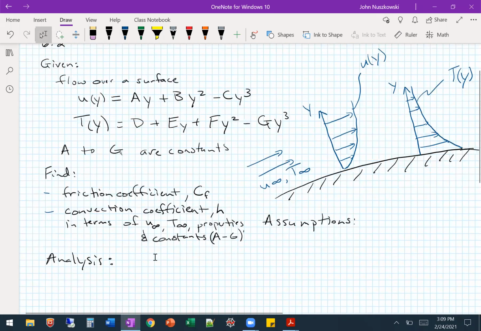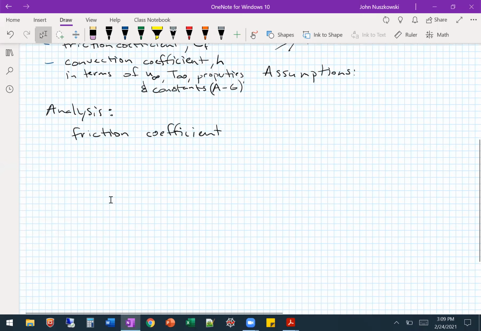All right, so as a beginning, we're looking for the friction coefficient. So let's at least start there, right? Let's write what we've got down here. Friction coefficient. So that would be C_F equals the shear stress over density times free stream velocity squared, divided by 2, okay?